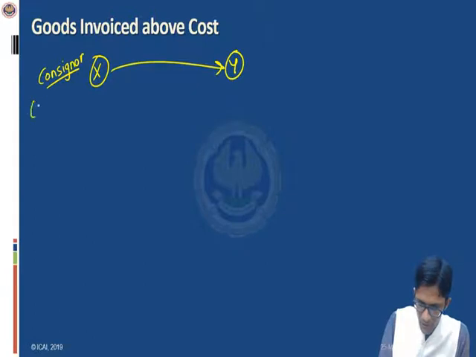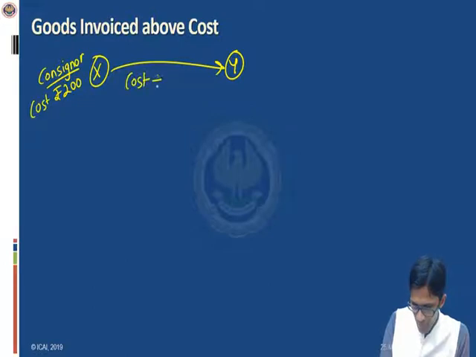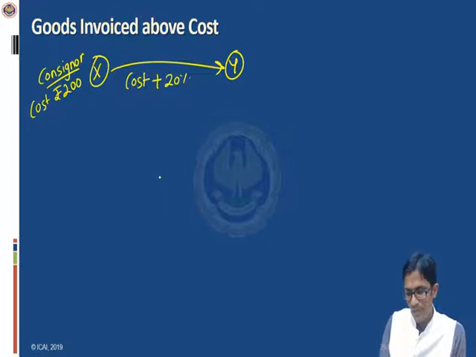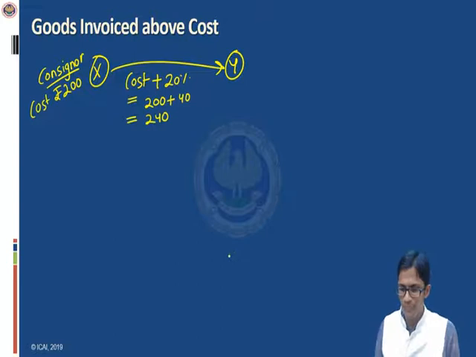Let us say the goods are of cost rupees 200, but this time he doesn't send the goods to Y at cost. Rather, he sends the goods to Y at cost plus, say, 20%. This is just an example. It may be 30%, 40%, anything. That means he is sending the goods at cost rupees 200 plus 20% of 200. That means rupees 40. In all, he is sending the goods at rupees 240.